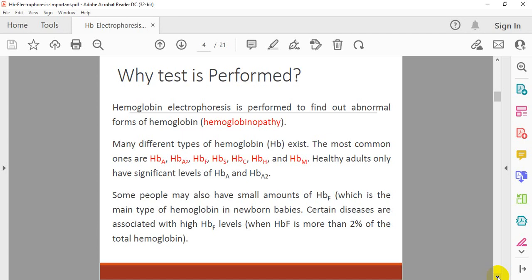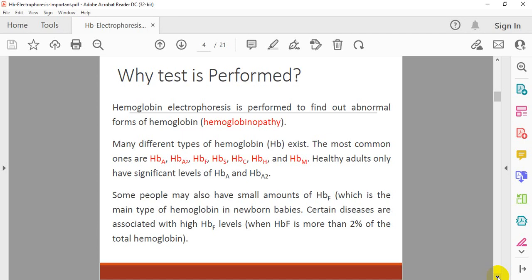Healthy adults only have significant levels of hemoglobin A and hemoglobin A2. That's healthy adults. So if you have a normal person who does not have sickle cell or any hemoglobinopathy, and when we say hemoglobinopathy, anything with "pathy" means what? Disease. So hemoglobinopathy means abnormalities. Healthy adults only have significant levels of hemoglobin A and hemoglobin A2.